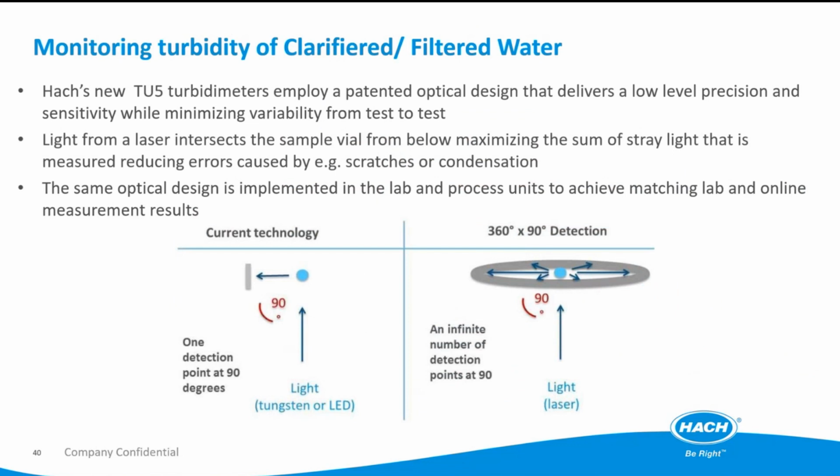Just to talk about the technology of the TU5300 over here. For other turbidity meters from other brands, we use only one detector at the 90-degree angle. But with the TU5300 design, we can capture the 90-degree scatter, but multiplied by 360 degrees over here. So we have a round mirror that can capture all of the scattered light at 90 degrees. With this technology, this design, we can have more scattered light captured, so the accuracy will be higher.